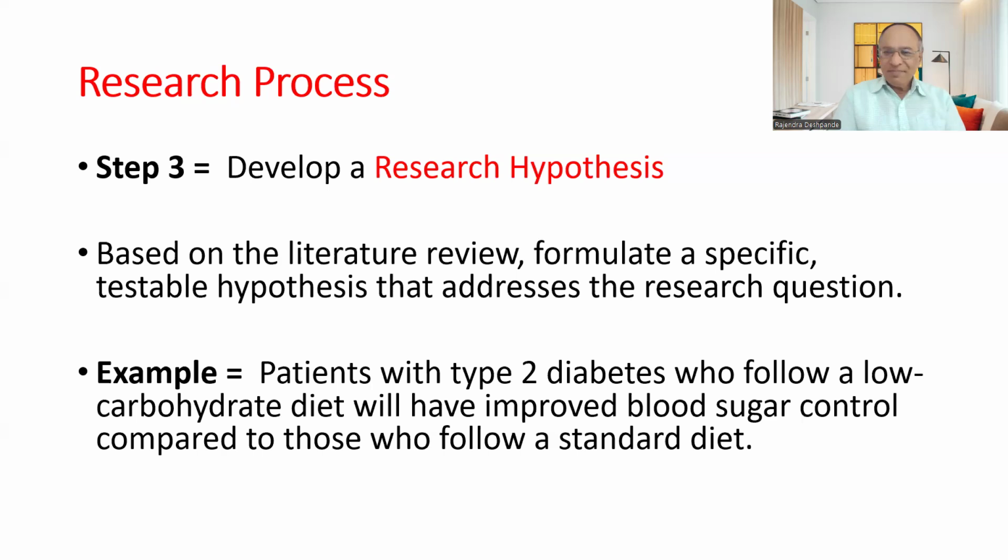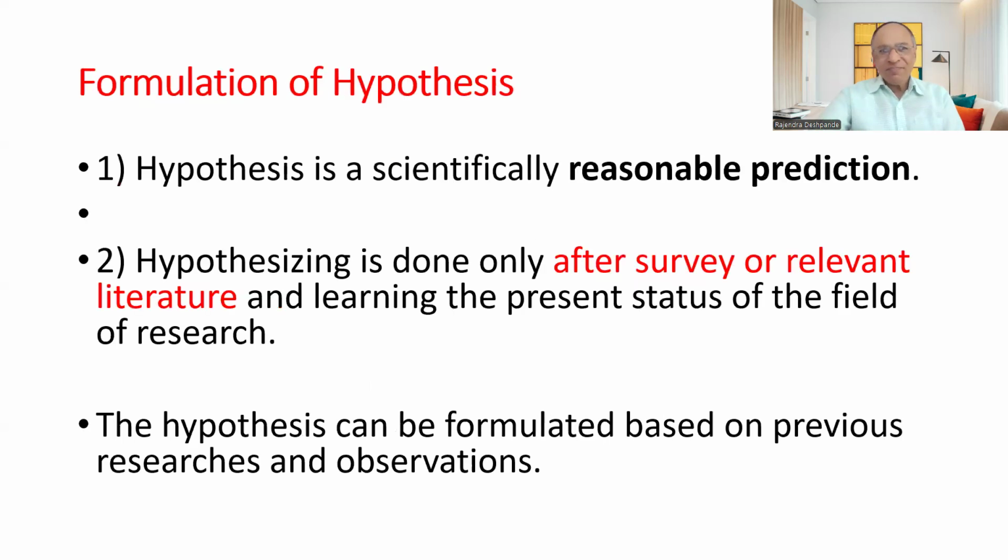For example, we are talking about the low carbohydrate diet and diabetes type 2, or the maturity onset diabetes mellitus. So, hypothesis can be: patients with type 2 diabetes who follow a low carbohydrate diet will have improved blood sugar control compared to the patients who do not follow a low carbohydrate diet. This is my hypothesis that I am going to check.